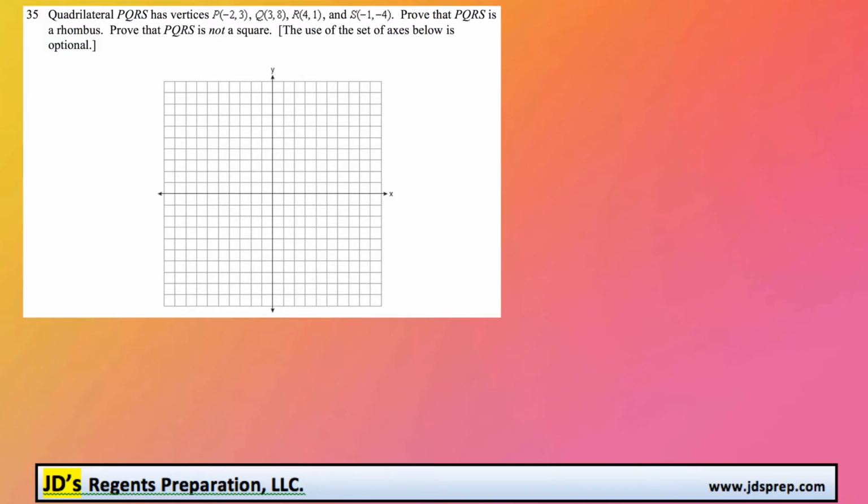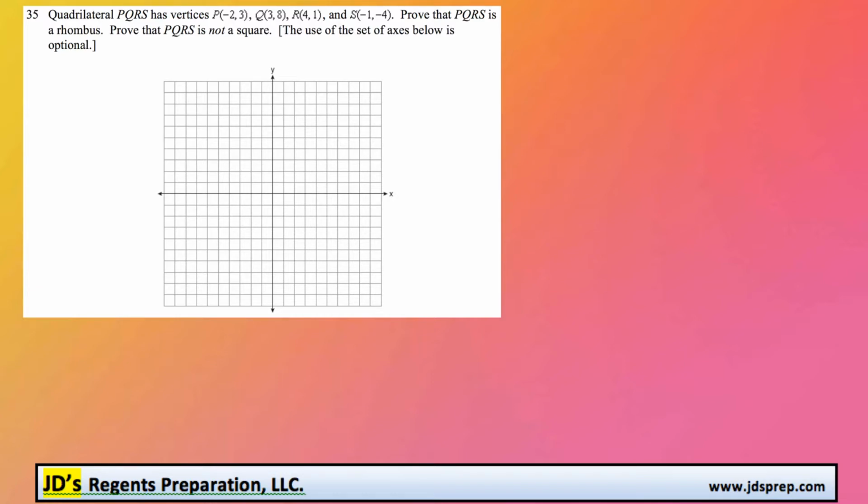This is problem number 35 from the June 2017 Geometry Regents exam. We're given a quadrilateral PQRS with all four vertices, and the first part of this question is to prove that the quadrilateral is a rhombus.